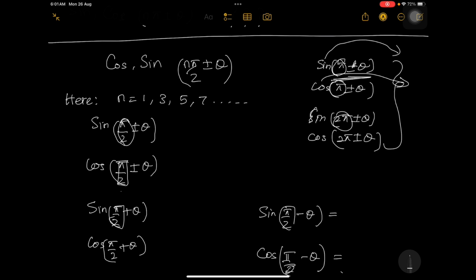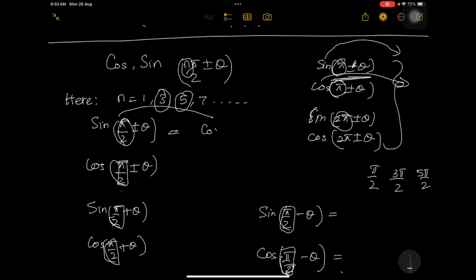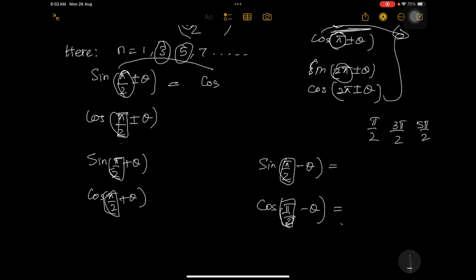So in this case, if this is pi by 2, the value is going to be the multiples of pi by 2, like pi by 2. If you put 3 instead of n, 3 pi by 2. If you put 5 instead of n, 5 pi by 2. For those kinds of values, the trigonometrical function is going to change. If this is sine, your value is going to be cos. So this is an easy method. If you memorize in this way, it is easy to find out any values of sine and cosine.